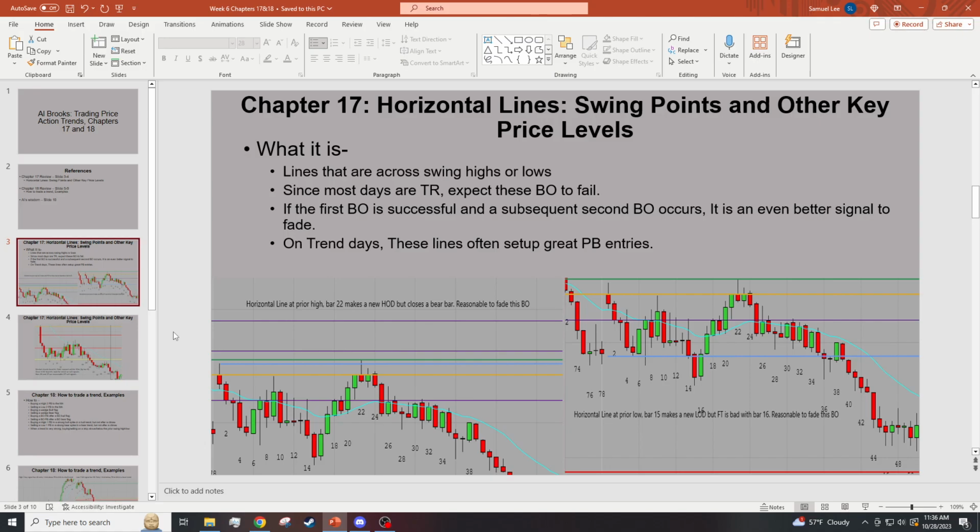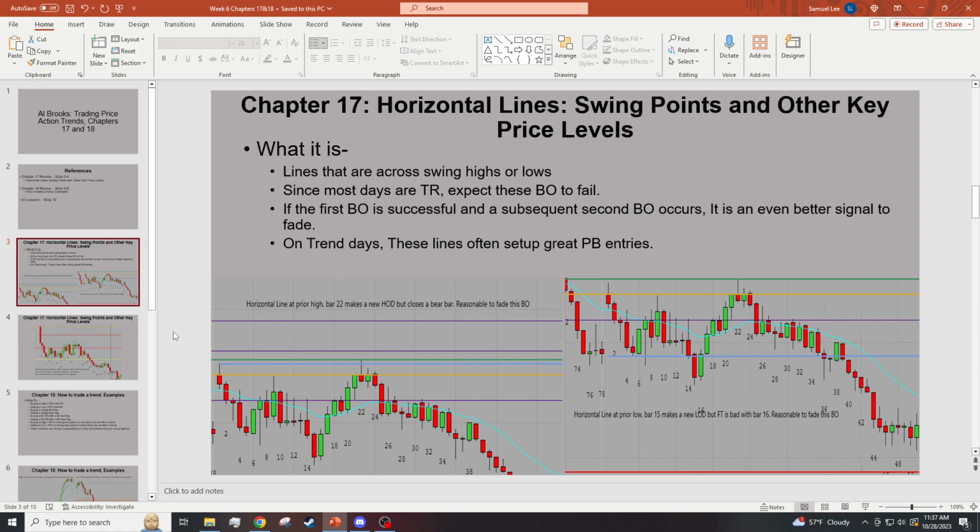Most days are trading ranges, so you expect the breakouts to fail. If you're unfamiliar with it, there's an 80-20 rule that Al talks about: on trading range days, 80% of breakouts fail and 20% of them are successful. And on trend days, 80% of breakouts succeed and 20% of breakouts fail. If the first breakout is successful and a subsequent second breakout occurs, it is an even better signal to fade.